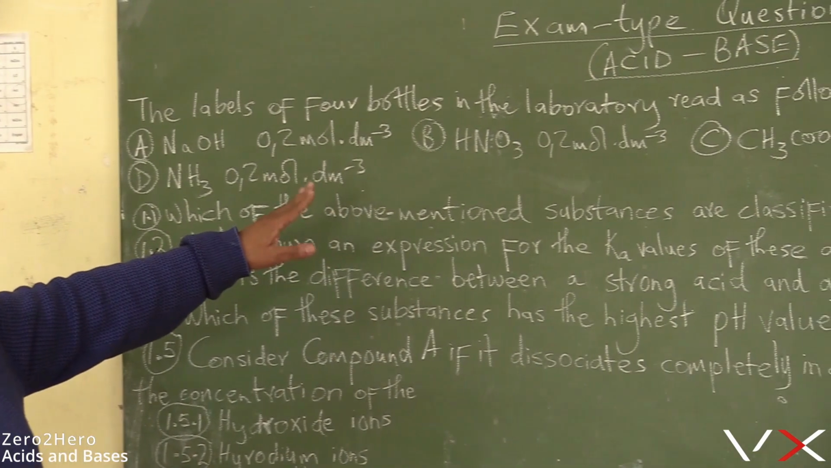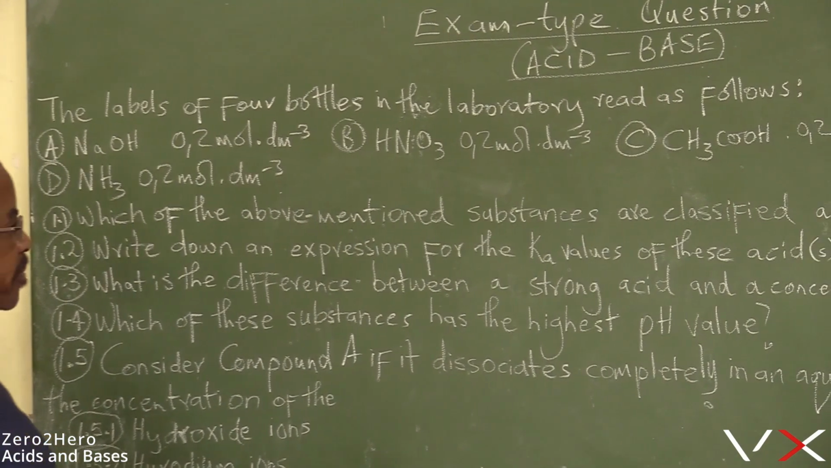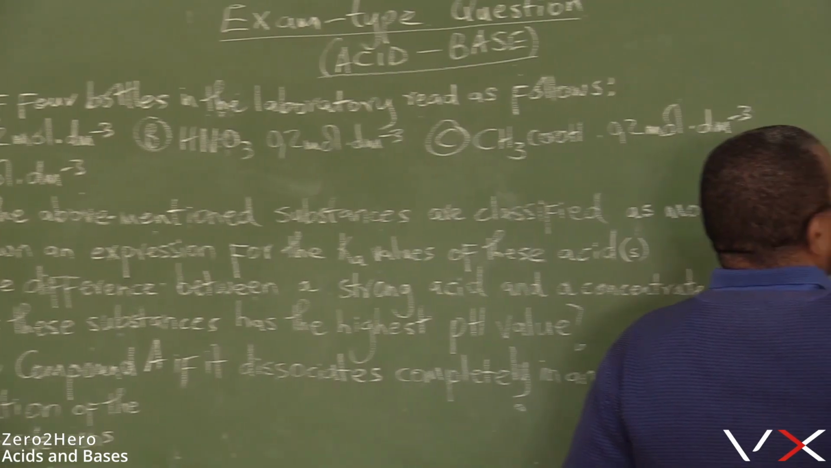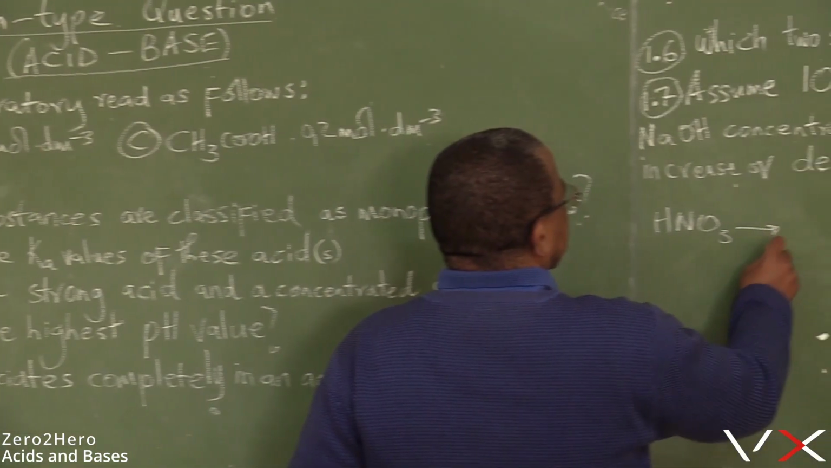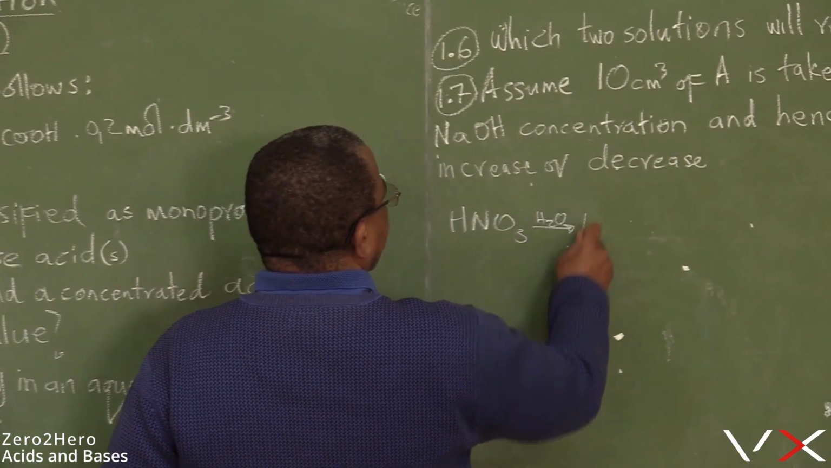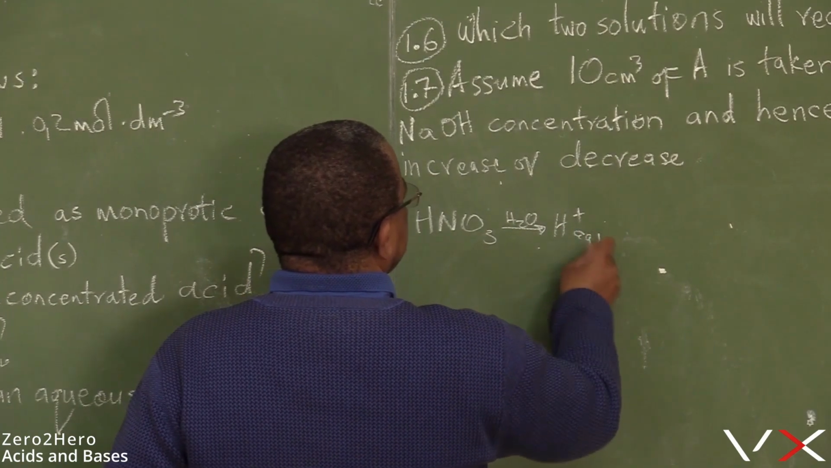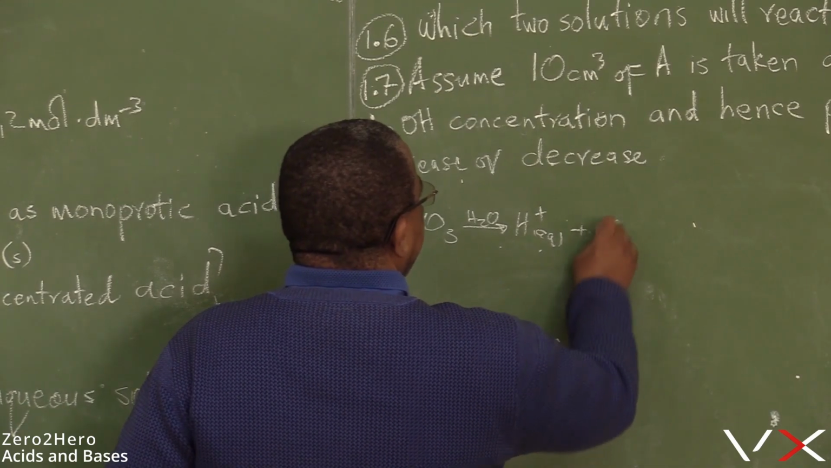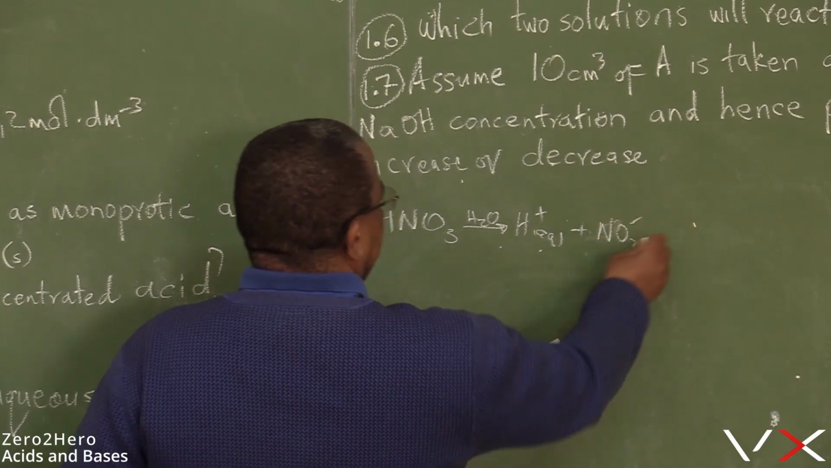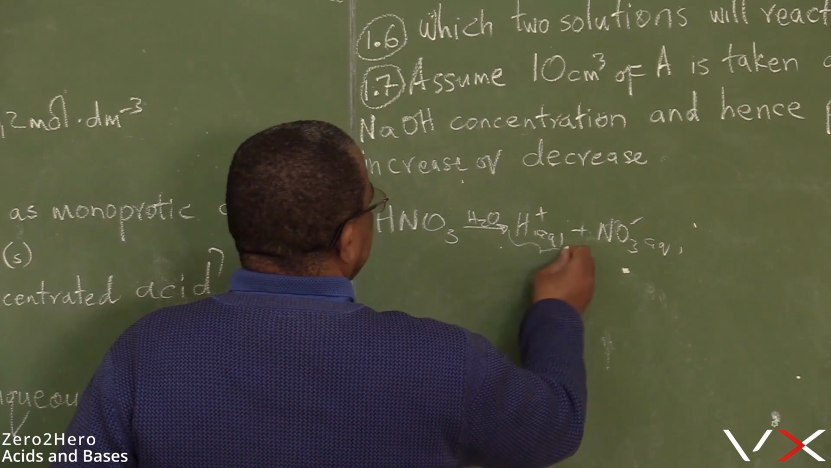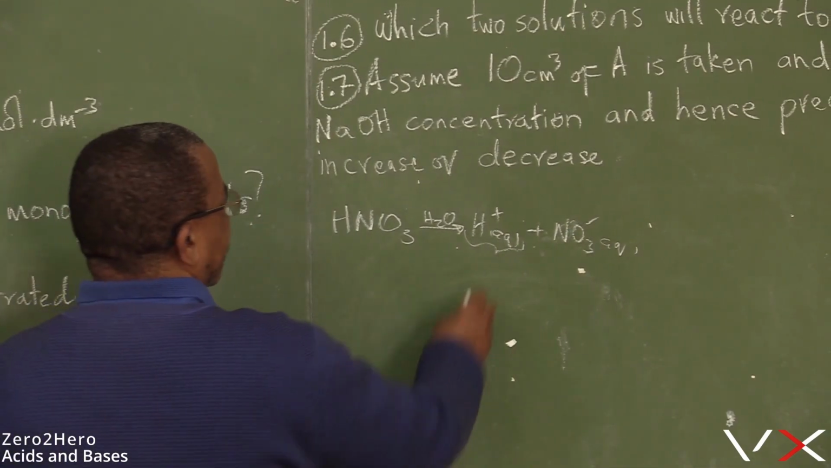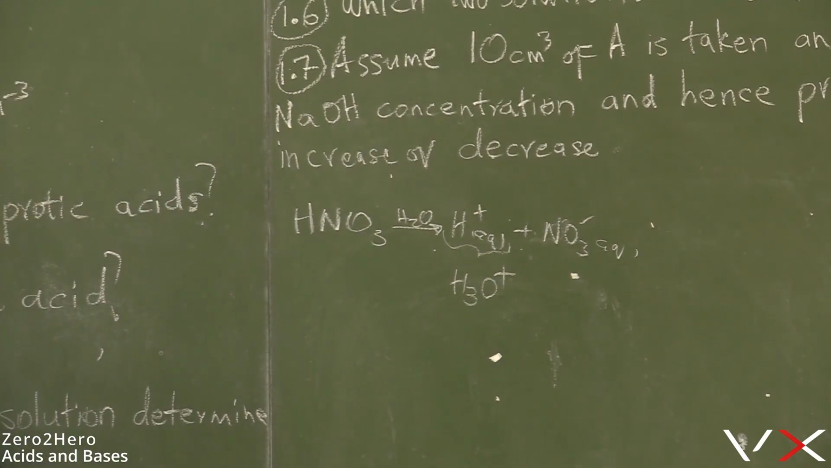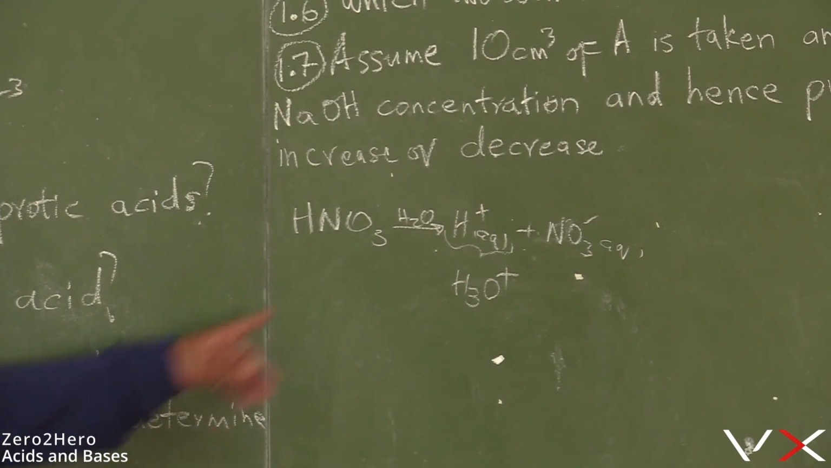Oh, perfect. Number B is monoprotic, because HNO3 dissociates in water, it forms H plus aqueous and NO3 minus aqueous. Or we can say, if we don't want to say H plus aqueous, we can say H3O plus. That is the hydronium ion. This is H plus in water.